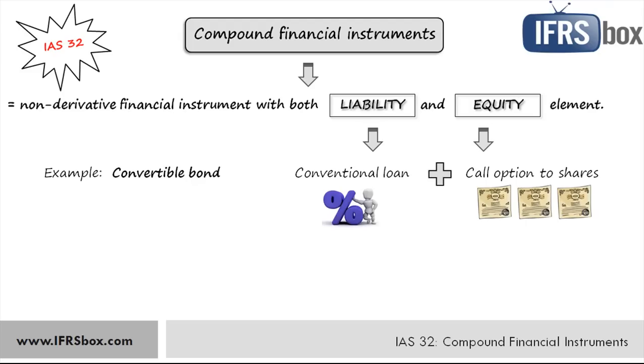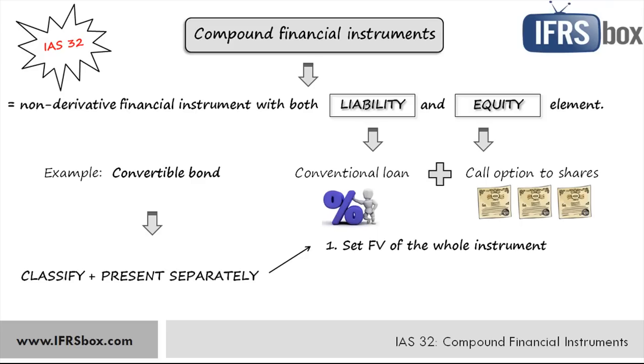In this case, IAS 32 requires to classify and present these two elements separately. So the loan element is shown as liability and the equity element as equity. Well, how to do this? First, it is necessary to set the fair value of the compound instrument as a whole. Here, we would set the fair value of convertible bond. It should not be that difficult because if a transaction happens under the market conditions, then the fair value equals to proceeds received, well, in most cases.